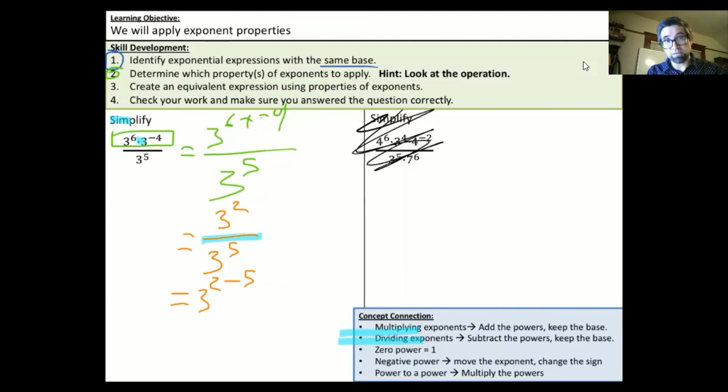2 minus 5. Well, starting at 2 and subtracting 5, I'm going to have to go into the negatives. The difference between 2 and 5 is 3. 5 is a bigger number, so it should be negative 3. So I'm left with 3 to the negative 3rd power. Yes, we can have negative powers, and we'll talk more about what those are in a second.